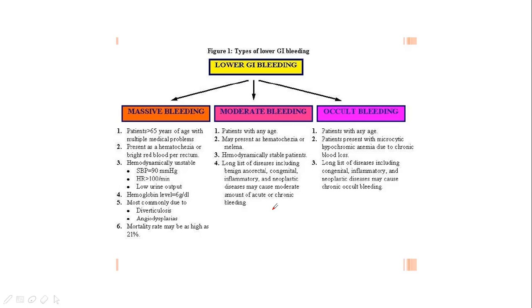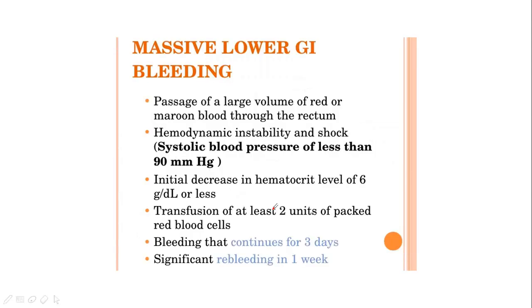So lower GI bleeding has been divided into three types: massive, moderate, and occult, depending upon the patient's age and the presentation. We will discuss them individually.